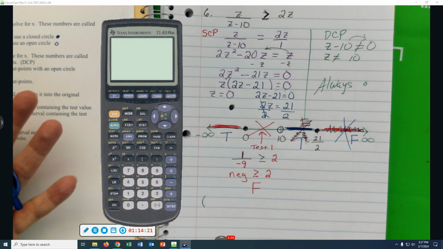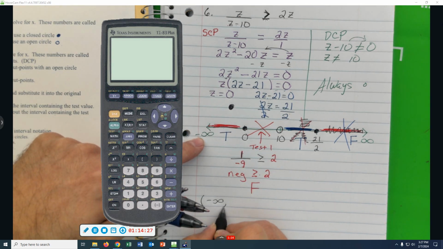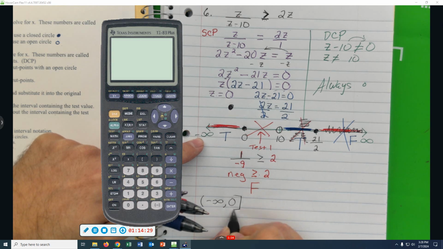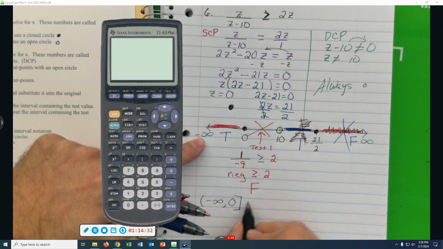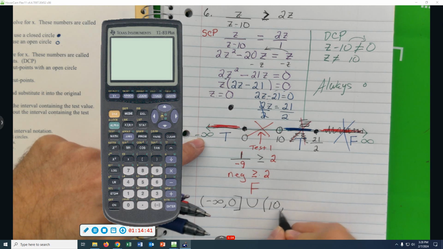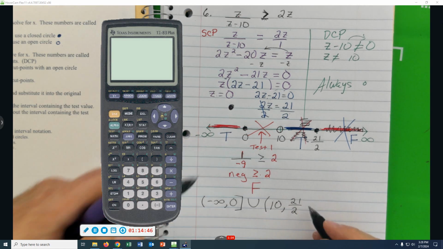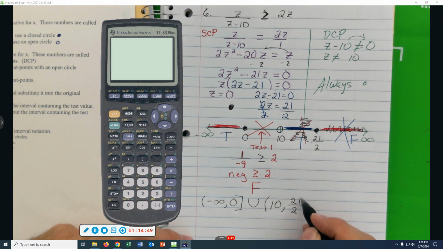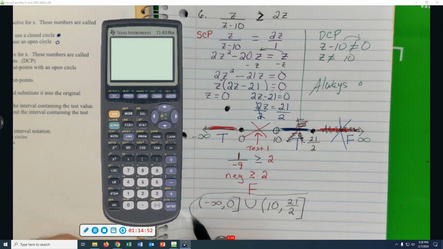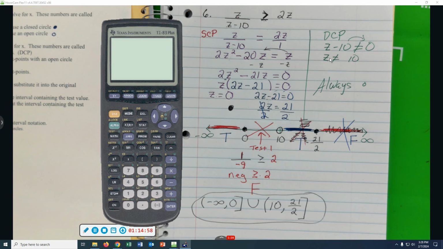So what am I going to have to type in as the answer? I start with parentheses, negative infinity, comma 0, square bracket, union, what am I going to write? Parentheses, 10, comma, 21 over 2. How am I going to end it? Parentheses or bracket? Bracket. Get that by thinking about it. You think, oh, this is hard. Thinking about it is harder, if not darn near impossible.